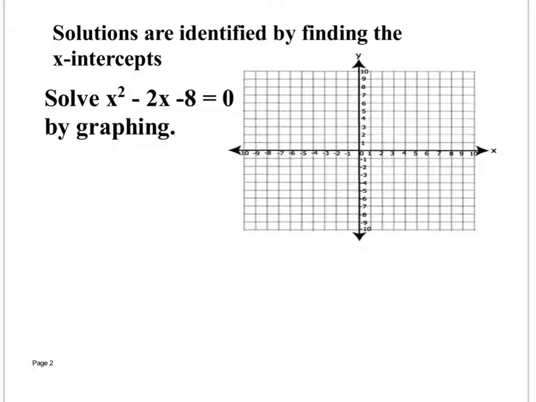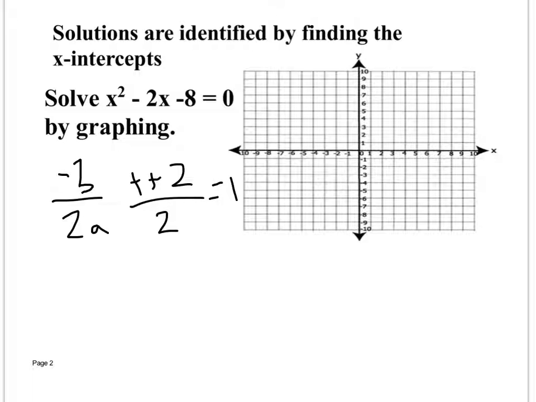So let's graph it. What's my first step in graphing a quadratic equation? You guys remember? Find the axis of symmetry. We do that by -b over 2a, which is -2 over 2, because a is 1. What's 2 divided by 2? 1. So my axis of symmetry is 1.